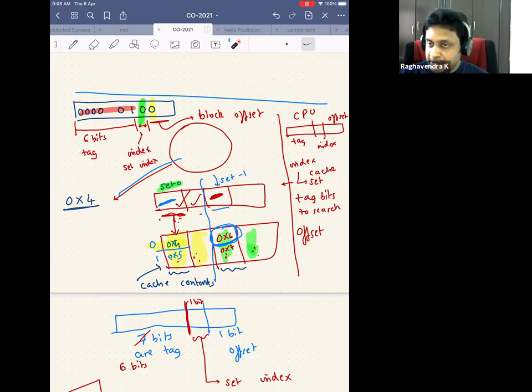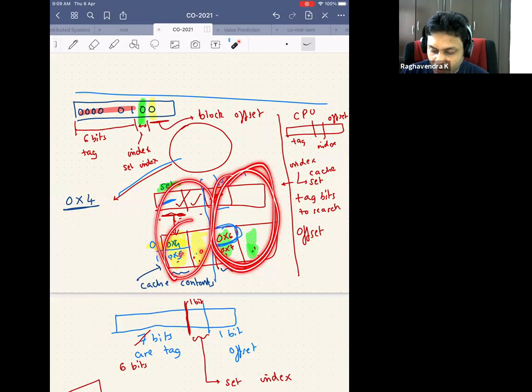So the CPU will generate addresses dealing with a byte, and I am just clubbing these bytes into blocks because I don't want to go to the main memory every time the CPU requests a byte, and I know that there is spatial locality. So now I have clubbed this into blocks, and I will be talking about blocks. There are 4 blocks in the system, and I divide 2 blocks into set 0 and the other 2 blocks into set 1.